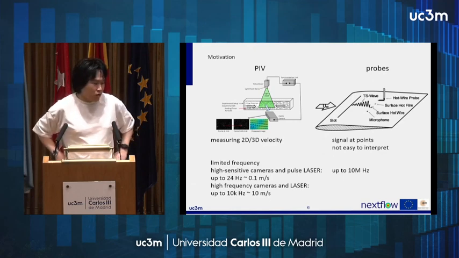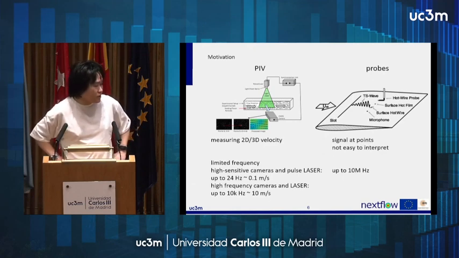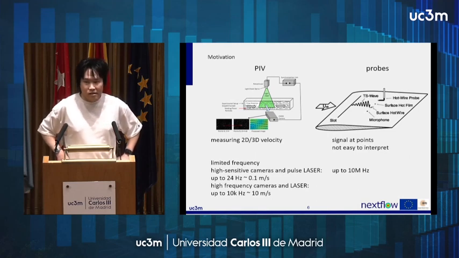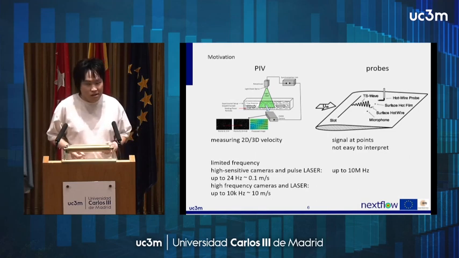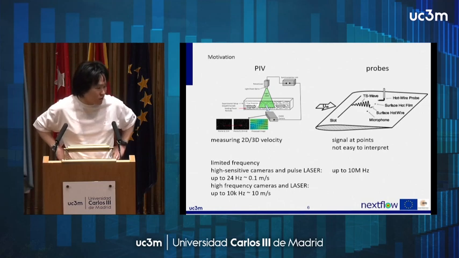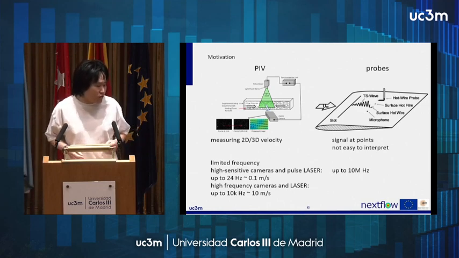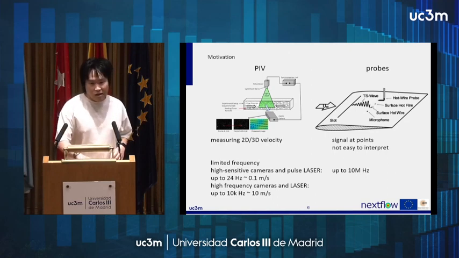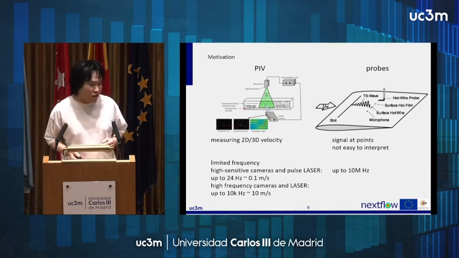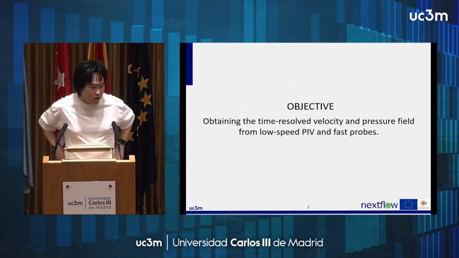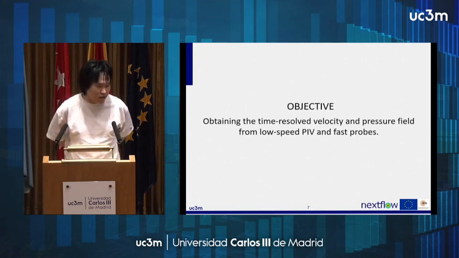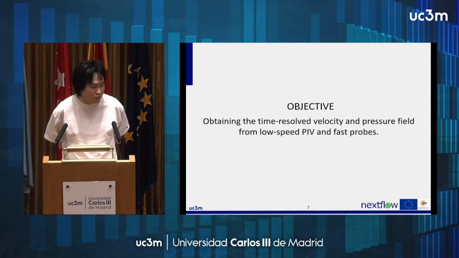Here is a problem of sample rate. PIV is restricted by the frequency of the laser and cameras, but probes can offer a sample rate even 1,000 times higher than PIV. So our objective is to obtain the time-resolved velocity and pressure field from low-speed PIV and fast probes.